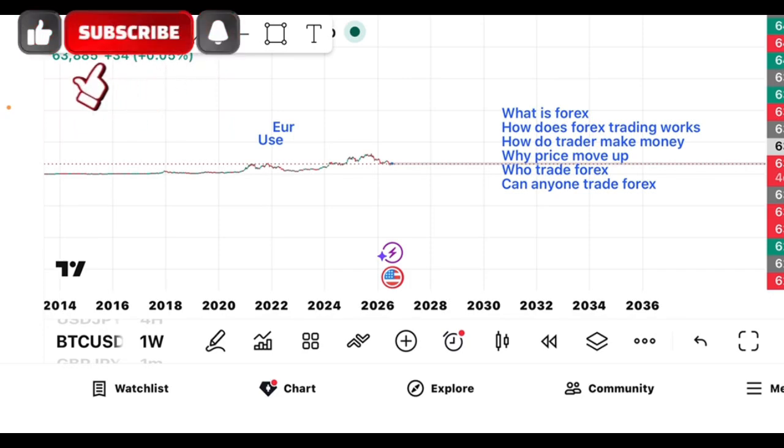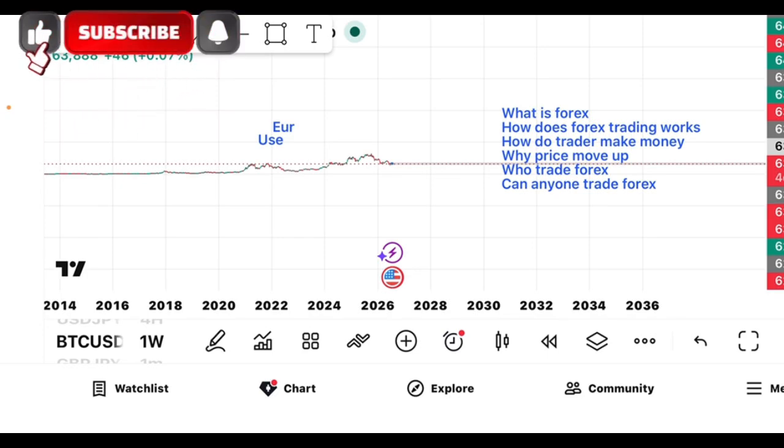As a trader, your main purpose is to predict which between these currencies will dominate the other, like which one will be more powerful in the next 1 minute, in the next 1 hour. So as a trader, if you predict that in the next 1 hour, Euro is going to go higher than USD, you buy Euro. If you predict that in the next 1 hour, USD is going to go higher than Euro, you buy USD. That is the main purpose of a trader.